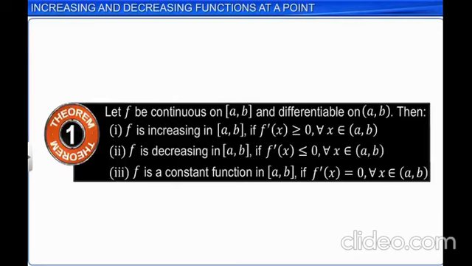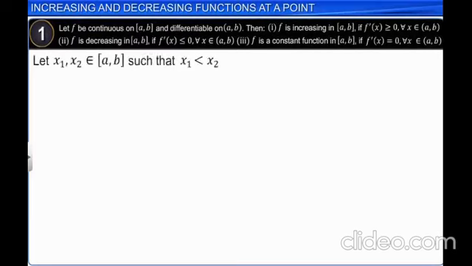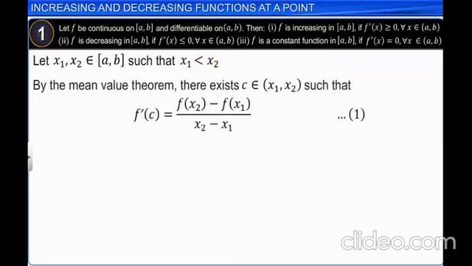Let us prove the theorem now. Consider two arbitrary elements, x1 and x2, such that x1 is less than x2 in the closed interval [a, b]. By the mean value theorem, there exists an element c in the open interval (x1, x2) such that the derivative of f at point c is equal to the value of f at x2 minus the value of f at x1 upon x2 minus x1.